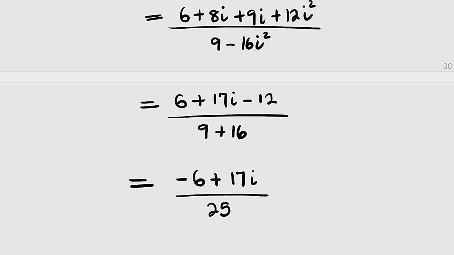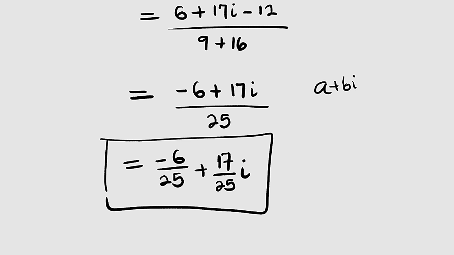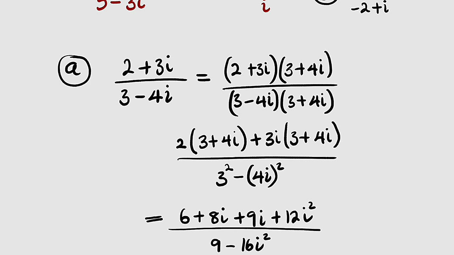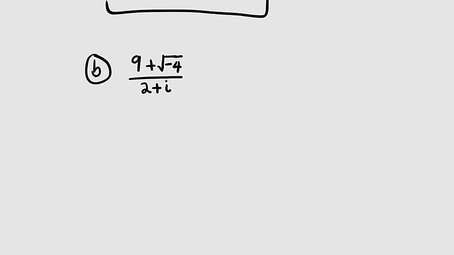But you know, this is not the standard way of writing a complex number. A complex number should be written as a plus bi. So we are going to split the fraction as negative 6 divided by 25, then plus 17 divided by 25i. And hence, this is the simplified form of this 2 plus 3i divided by 3 minus 4i. Let me take the second one. So this is the b part.